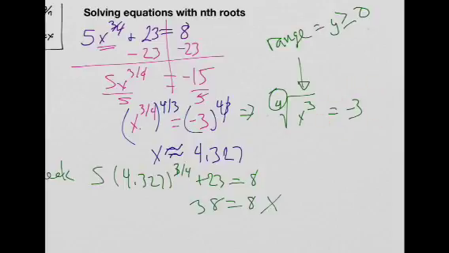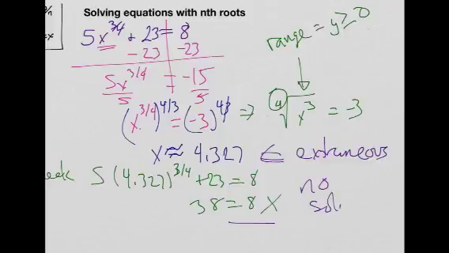So this is what we call extraneous. There is no solution. And it's not because we did anything wrong, it's because it's impossible. Anytime I take a fourth root, I'm getting a positive number. So it's not possible for me to take 5 times a positive number, add 23 to it, and end up with only 8. So this problem is impossible. There is no solution. One of the reasons why it's so important to check your answers.